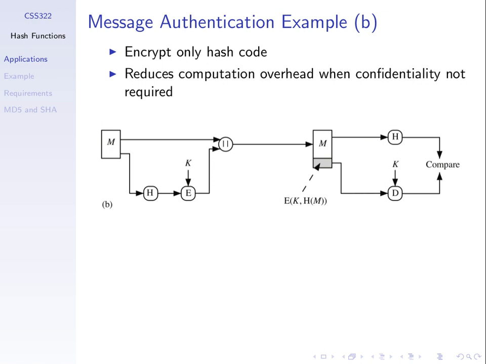B does the check again. B has the received message, M prime, calculates the hash. The hash of M prime equals H prime. They have the received ciphertext value here. They decrypt that. Decrypt using key K of the hash value of M encrypted using key K. That is this value decrypted using key K. What's the answer?